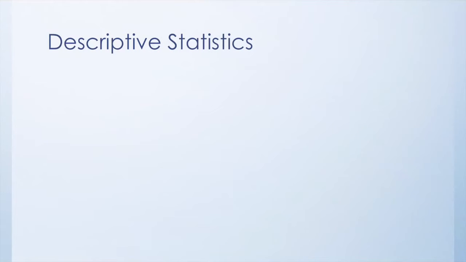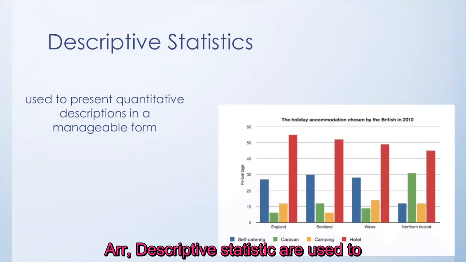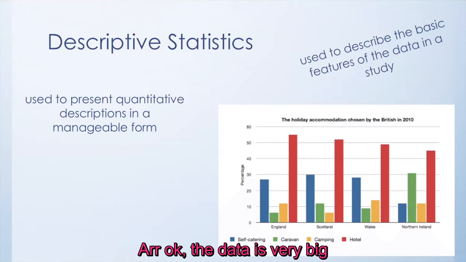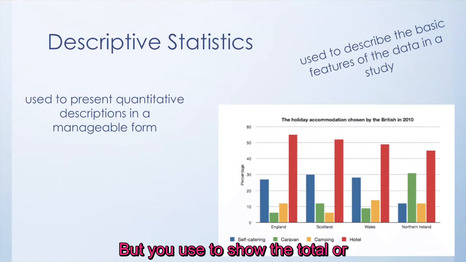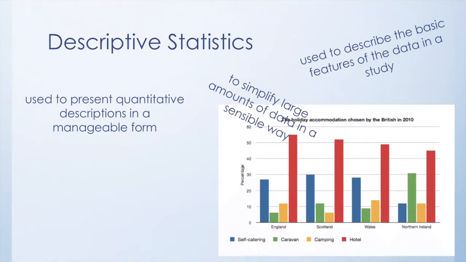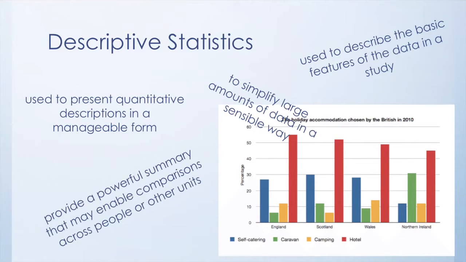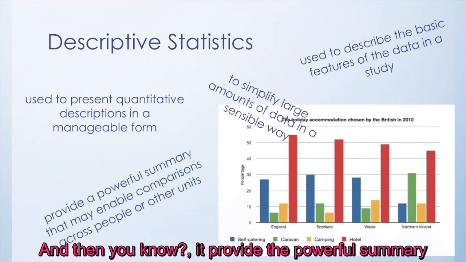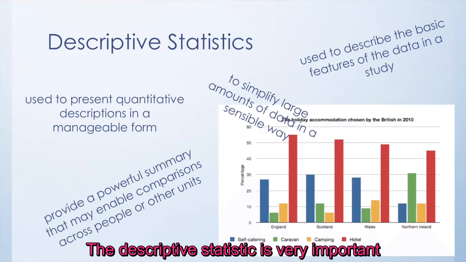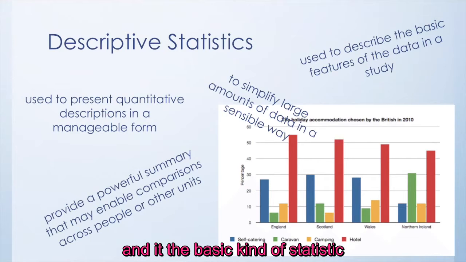What is it? Descriptive statistics are used to present a quantitative description in a manageable form. The data is very big, but you use it to show the whole picture of the data you collect from the field. And then it provides a powerful summary that can enable comparisons across people or other units. Descriptive statistics is very important and one of the basic kinds of statistics.